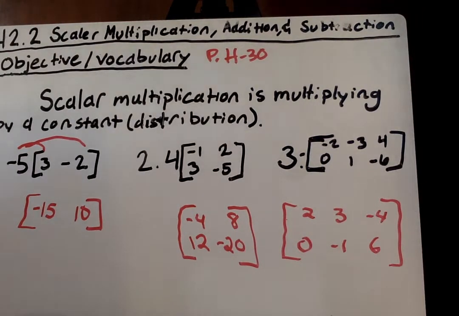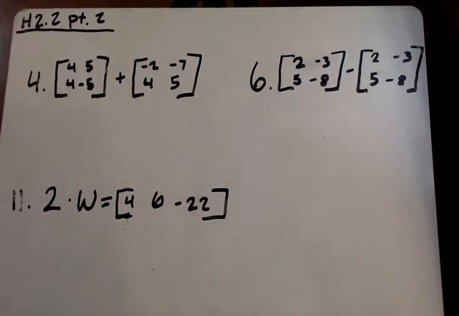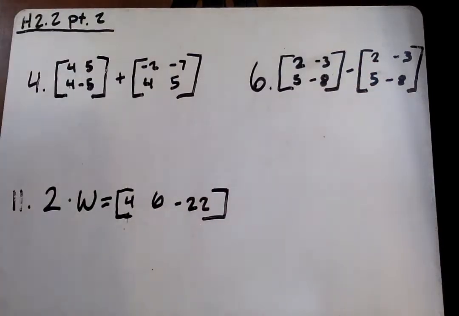Okay. Next, we will do some addition and subtraction of matrices. First of all, if you're going to add or subtract matrices, they must be the same dimensions. In other words, this is a 2 by 2, that's a 2 by 2, so I can go ahead and add or subtract them. Same with this one, I can subtract because they have the same dimensions. If you happen to get one that has different dimensions, then they cannot be added or subtracted, and you say that it is undefined.